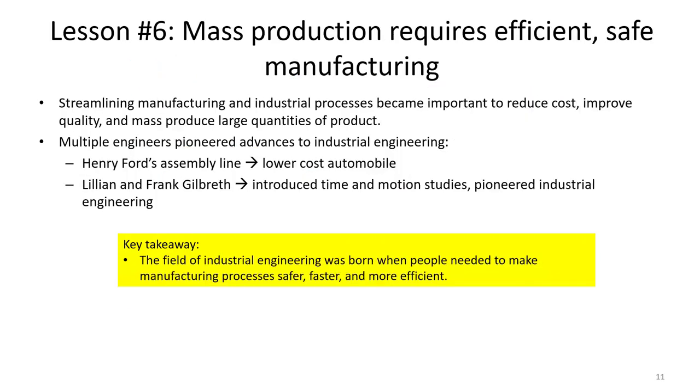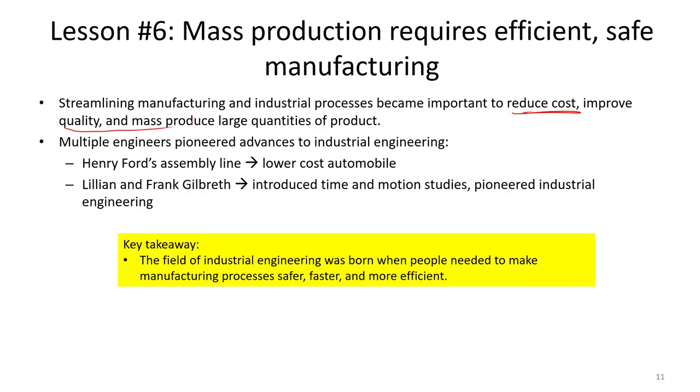Next lesson, number 6. Mass production requires efficient and safe manufacturing. So, the field of industrial engineering arose when people realized that we need to reduce cost and improve quality when manufacturing large amounts of product. And several engineers pioneered big advances to industrial engineering.